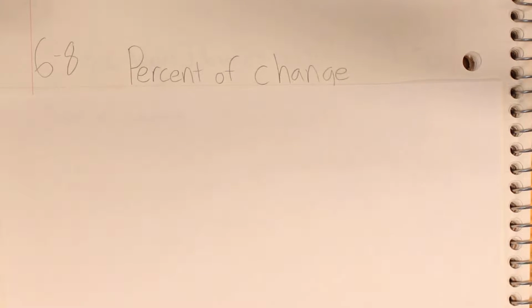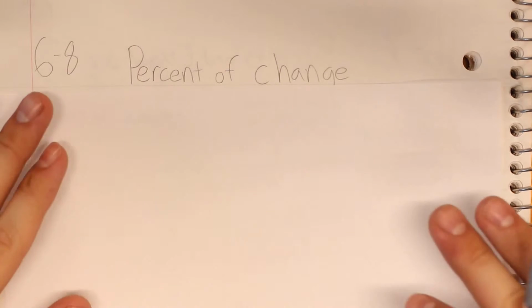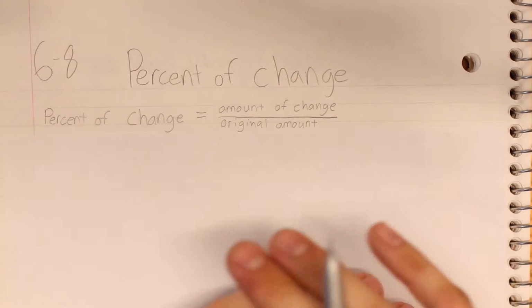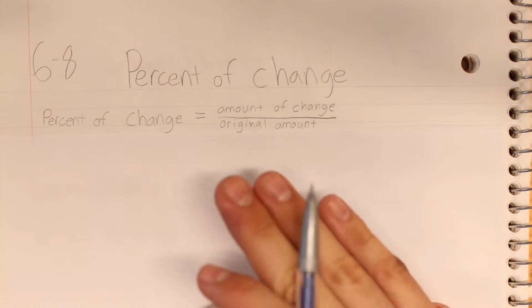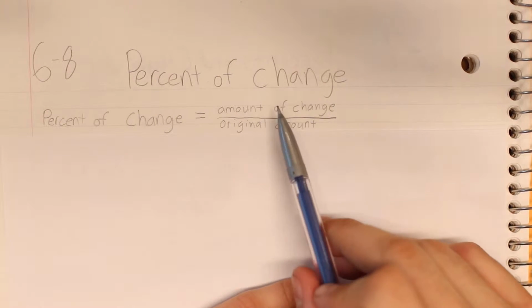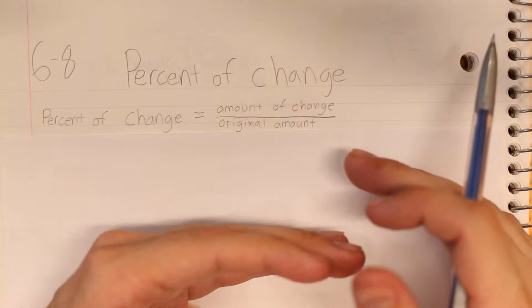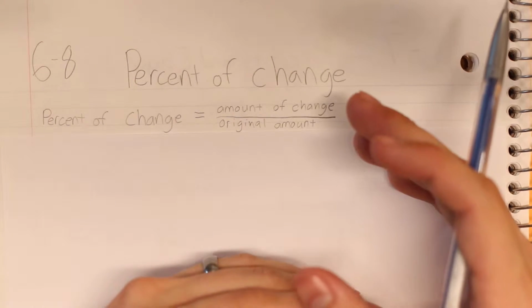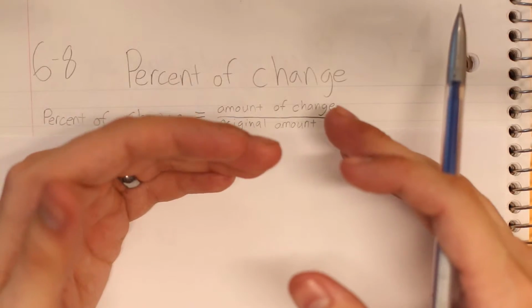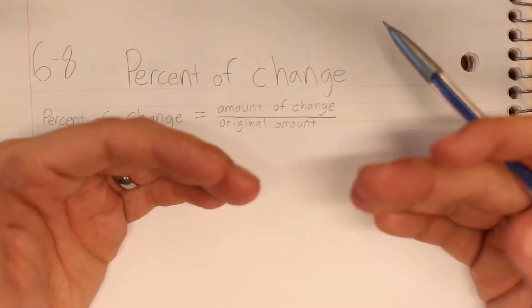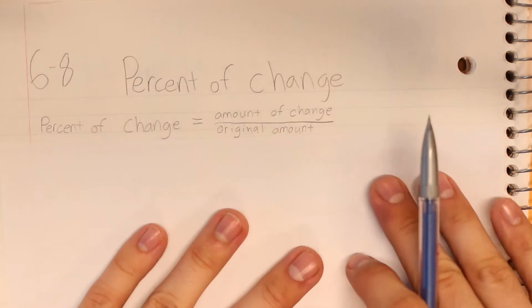This is ridiculously easy math, guys. So the percent of change is equal to the amount of change divided by the original amount. And basically this is used to see how much has something changed. How much has it increased by or decreased by, the percent value. All right, so let's take a look.